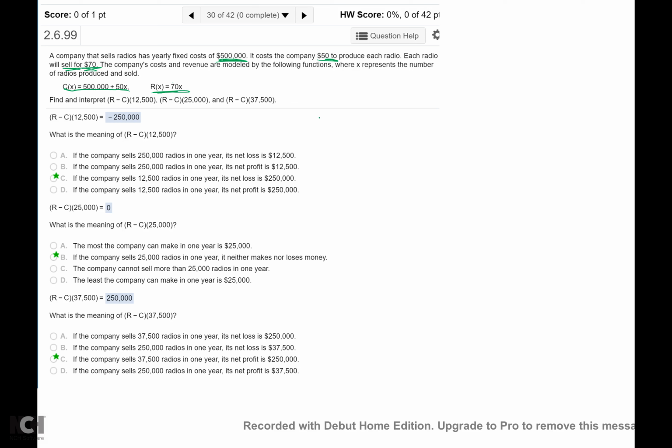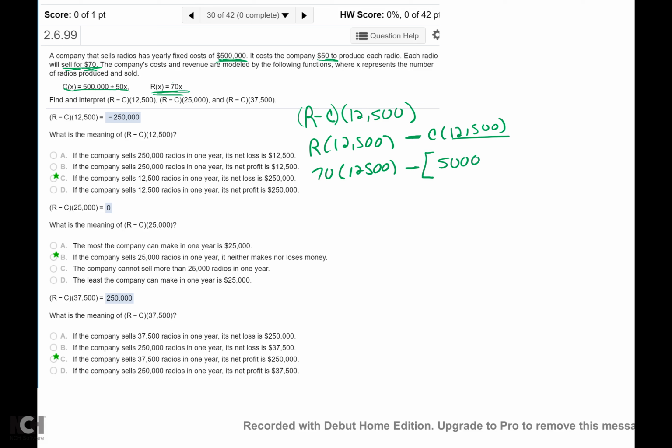So they want me to find and interpret R minus C of 12,500. So what you do is you find R of 12,500, you find C of 12,500, and you subtract them. So if I plug in 12,500 to the R function, I would get 70 times 12,500. And here, if I plug in 12,500 to the C function, but now careful, I'm subtracting, so I'm going to use brackets. That's going to be 500,000 plus 50 times 12,500.